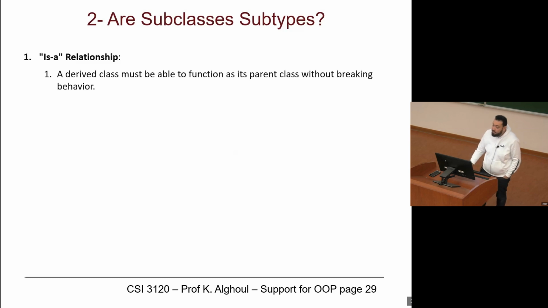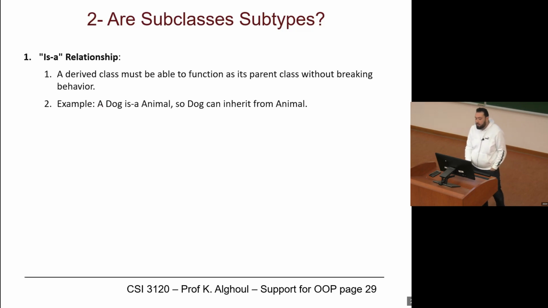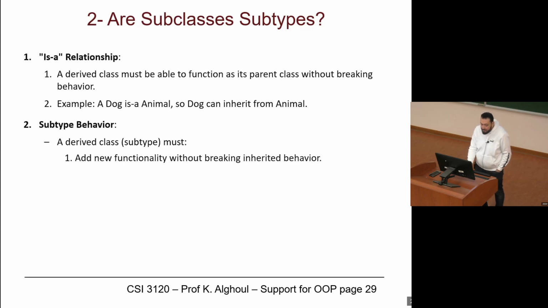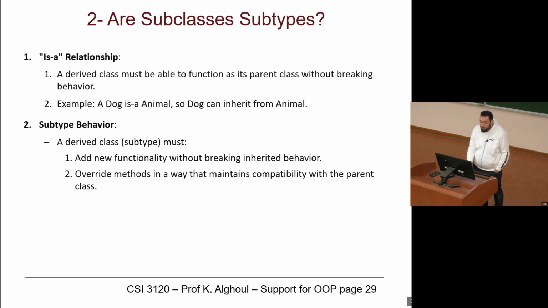A derived class must be able to function as its parent class without breaking behavior. As we said, for example, this method outputs this specific type. It should be the same type, for example, same behavior. Example, a dog is an animal, so dog can inherit from animal. Subtype behavior is what? A derived class subtype must add new functionality without breaking inherited behavior. Override methods in a way that maintains compatibility with the parent class. So this is important, because you want to override, but you need to maintain the same behavior. When you add new functionality, you shouldn't break the behavior.